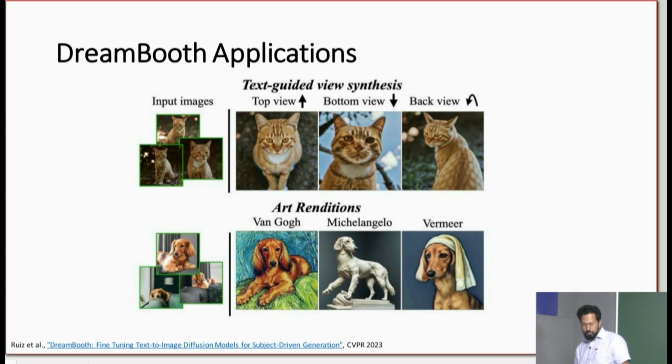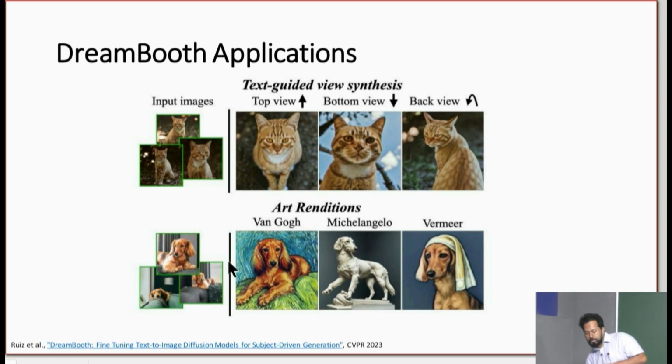Text guided view synthesis. Now, given a set of text, you may want to have a different view of the image, right? So I want to see the cat from the top view, as if I took a picture from the top. Bottom view, as if I am looking at the cat from the bottom. Back view of the cat.